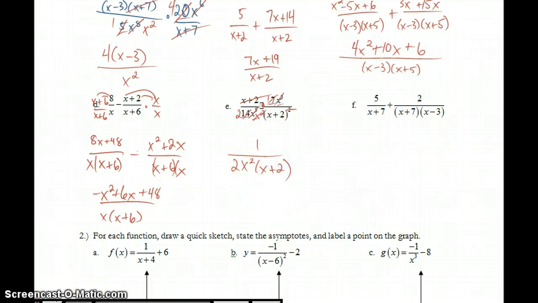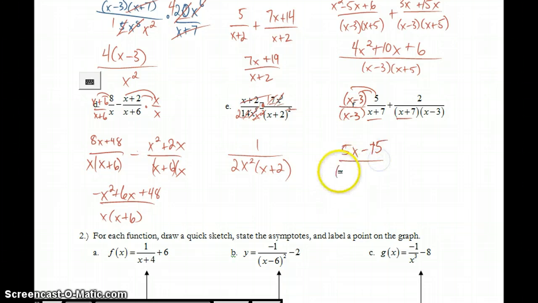And our last portion here, question F, we're looking to add once more. This time the fractions already have one term in common in the denominator, but the x minus 3 in the second fraction is absent from the first fraction. So we're going to multiply by x minus 3 in the denominator, and whatever you do to the denominator, also do to the numerator. Don't forget to distribute. You have 5x minus 3 times 5, which is 15, over x minus 3 times x plus 7. We are adding in the original problem, so we're adding 2 over x plus 7 and x minus 3.